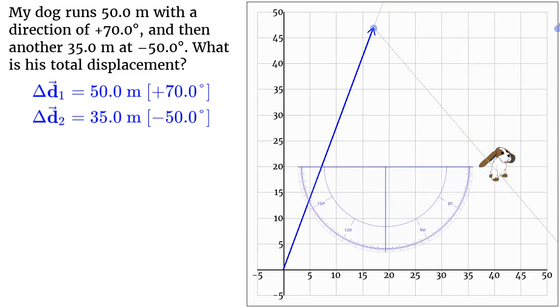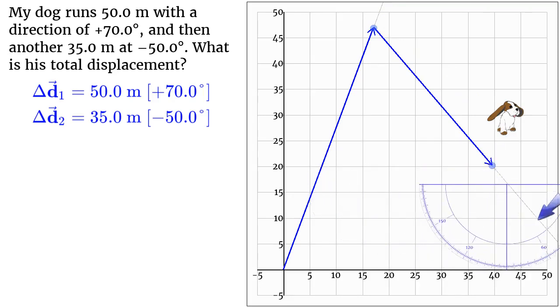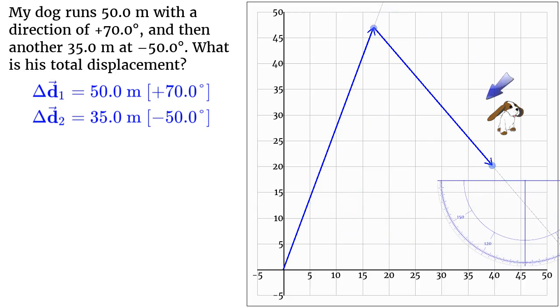And once I've measured out the correct distance, now I can draw an arrow representing the second displacement. So the first arrow starts from the origin. It's 50 meters long with a direction of 70 degrees. The second arrow starts from the tip of the first arrow. It's 35 meters long with a direction of negative 50 degrees. So these two blue arrows, drawn tip to tail, represent the motion of the dog.